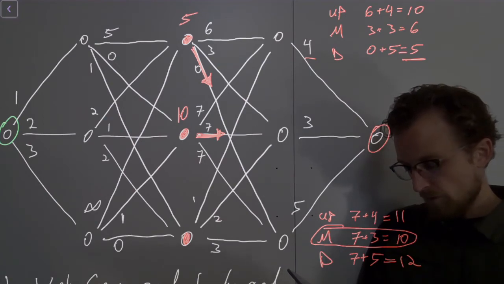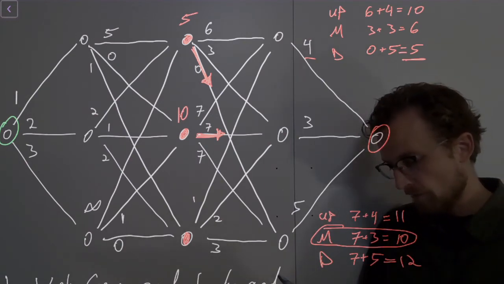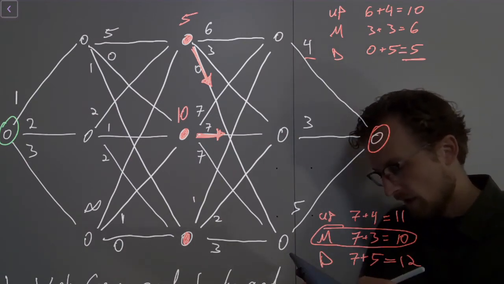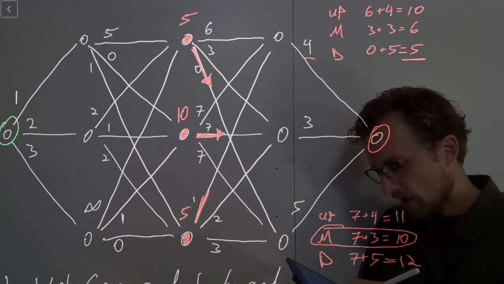And if I go down, I'll have a cost of 8. Okay? So it doesn't really matter. So I'll just say go up. I'll break ties by going up instead of middle. And so the total cost to go from here is 5. And I achieve that cost by going up.